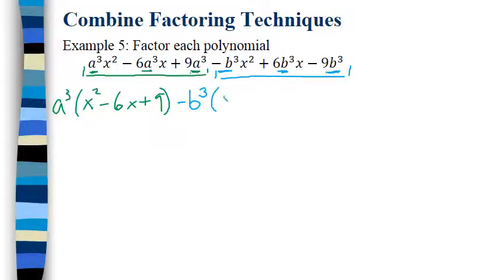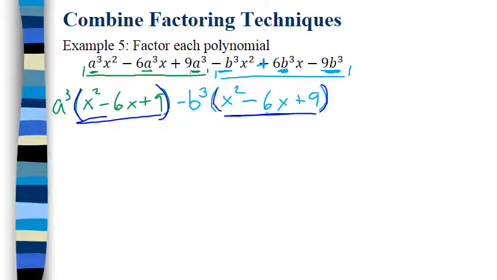And so this becomes positive x squared. And when I pull out a negative b cubed here, this becomes a negative 6x, right? So negative b times negative 6x will be positive 6b cubed x. And if I take in a negative b cubed here, I end up with plus 9. And then you notice that these two are common factors from the two terms that exist. So we can factor out x squared minus 6x plus 9 times a cubed minus b cubed.